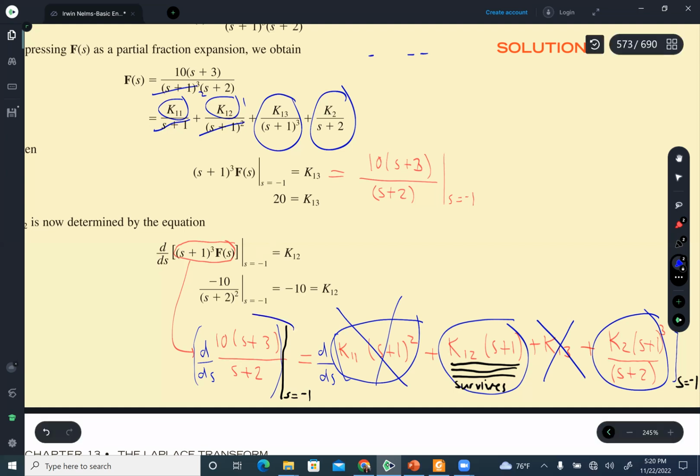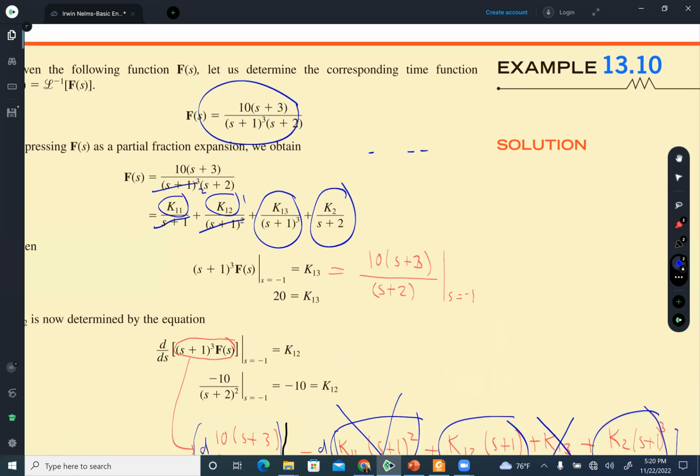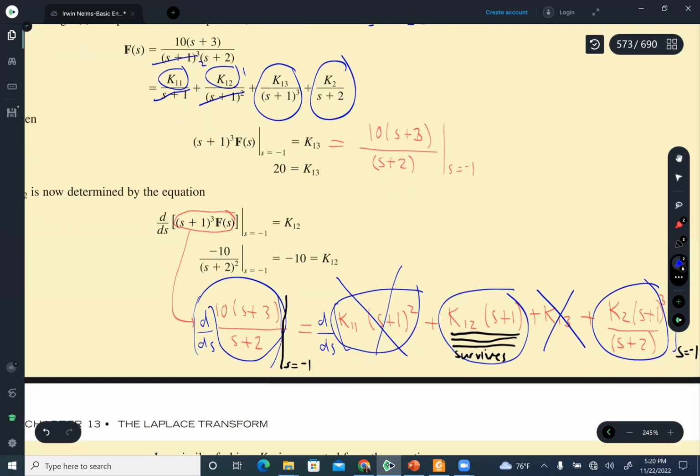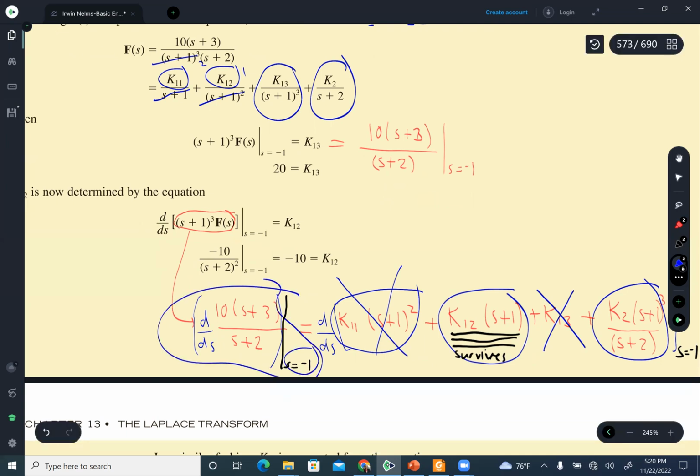Because on the left-hand side, I'm going to end up with a number, right? So what are the steps? I take the original thing that I had, which is this guy, multiply everything by (s+1)^3, which is this guy. I take the derivative with respect to s once, and then I substitute s = -1. That's going to give me a number on the left-hand side, and that number is equal to the only term on the right-hand side that survives, which is basically this guy.